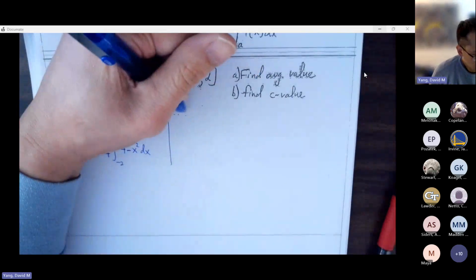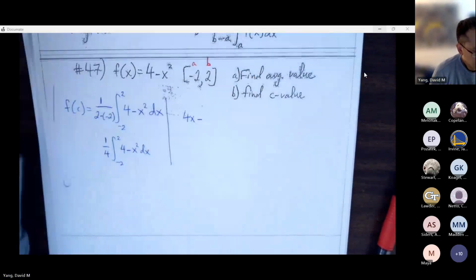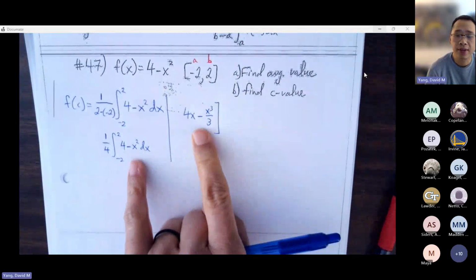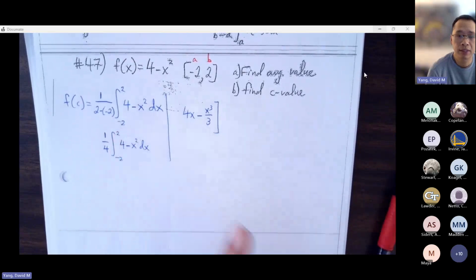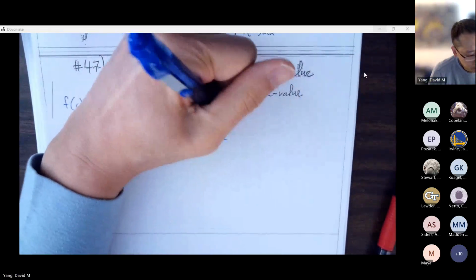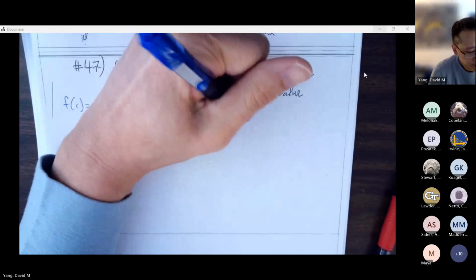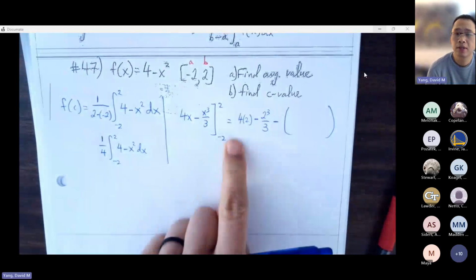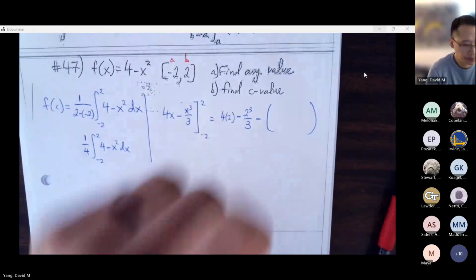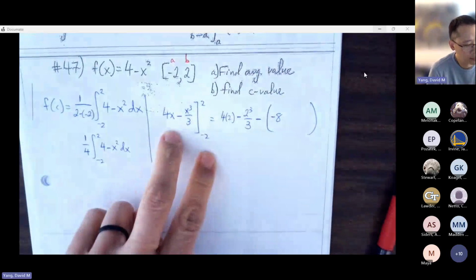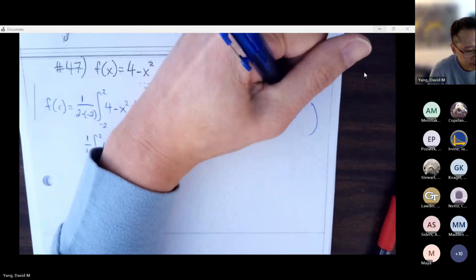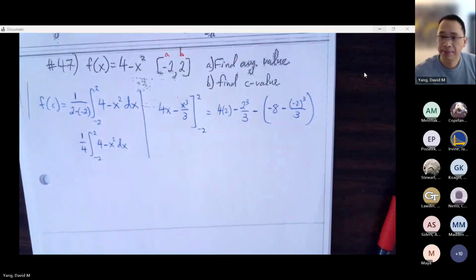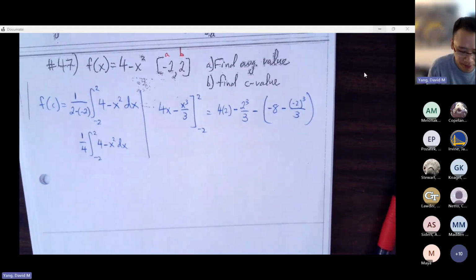We'll go through power rule. 4 becomes 4x. X squared becomes x cubed over 3. Now that we have the antiderivative, we can work the bounds in. Upper bound first. Minus big parentheses. Repeat the same process with lower bound. 4 times -2 is -8. Put that in the calculator.